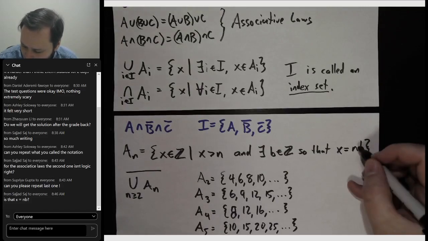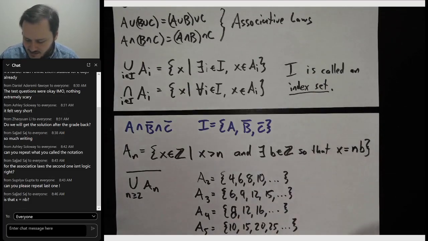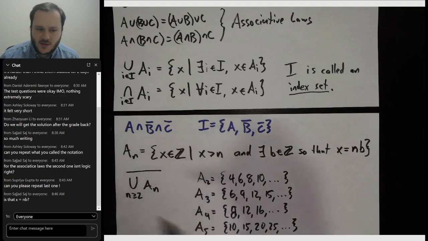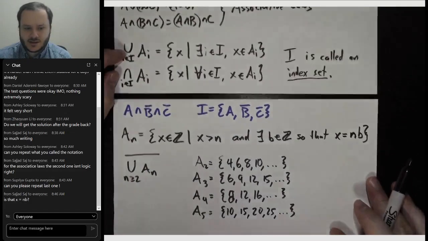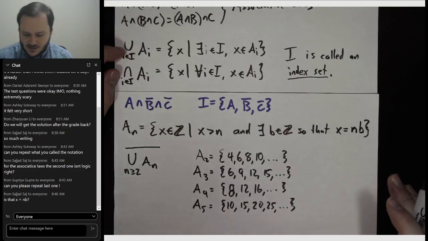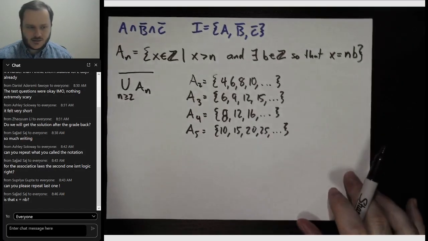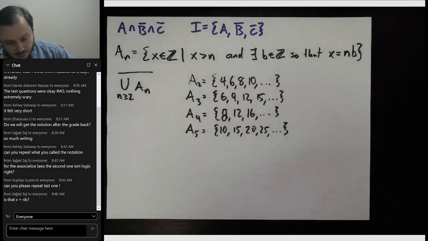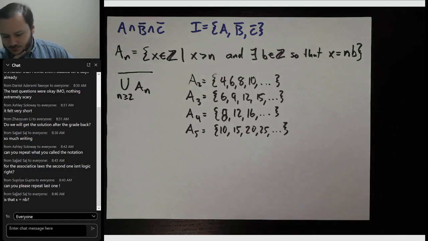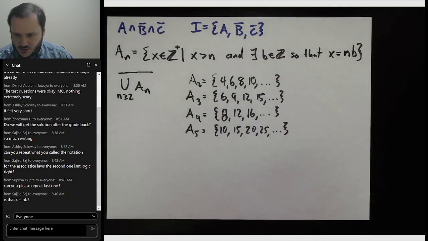Yep, x is equal to n times b. So these are my sets. I'm unioning them all together, even though there's infinitely many. I'm using my big U notation to get them all together, and then I'm taking a complement. So my question is, what am I getting out of this set? What is this set describing? And let's make this actually Z plus, so we can talk about the universe being positive integers.